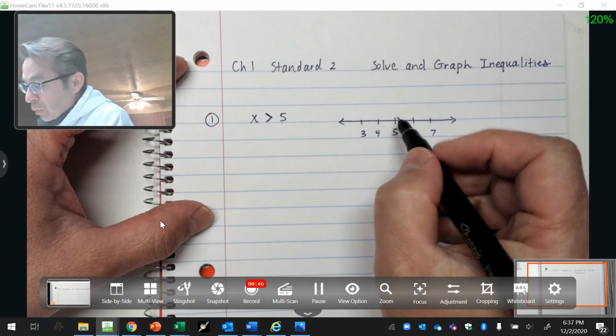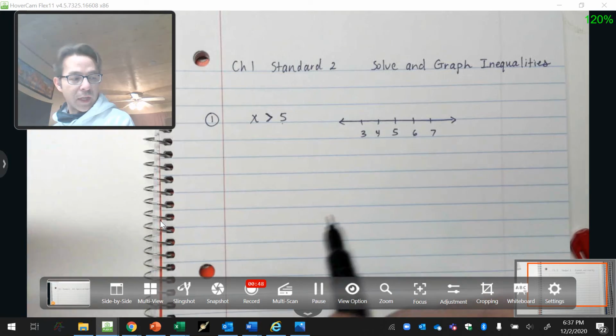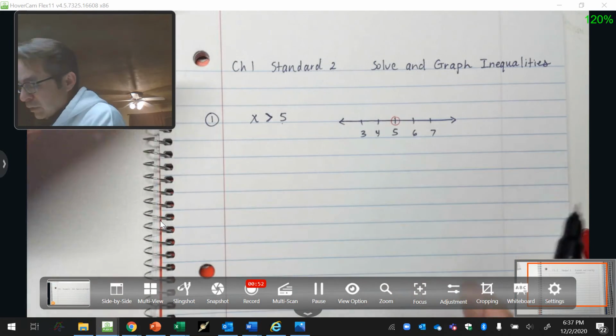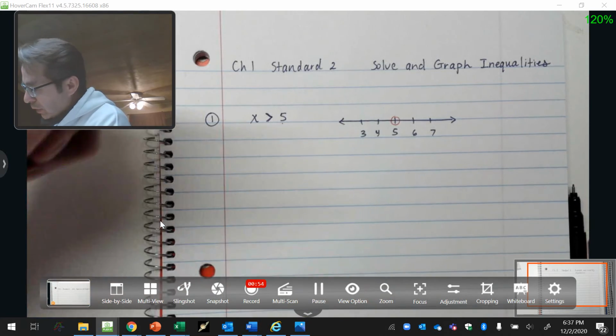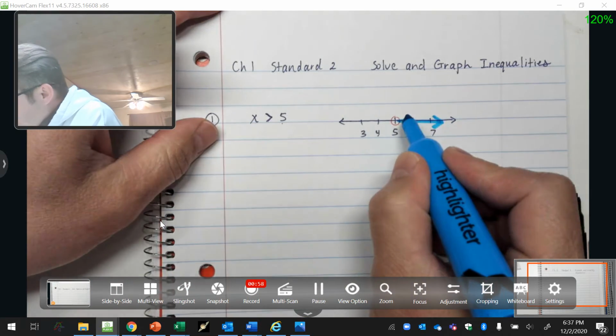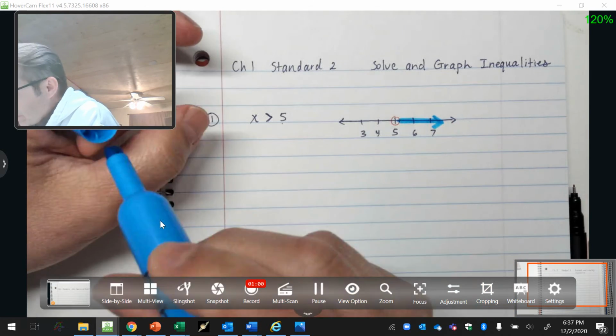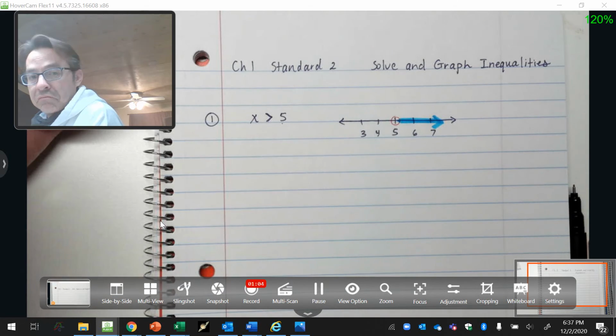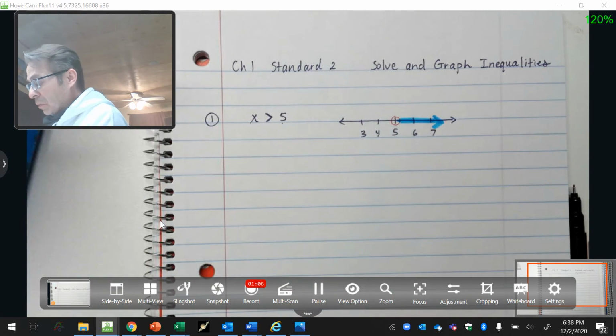Now normally you would write it on the line, but it would look, oh, I got highlighted, I could do it. So you need an open circle there, and greater than is this way. Hopefully you have a highlighter. Voila. Yeah, that's all you've got to do.